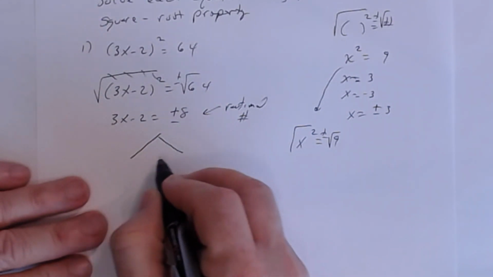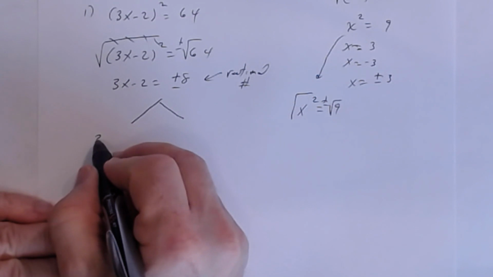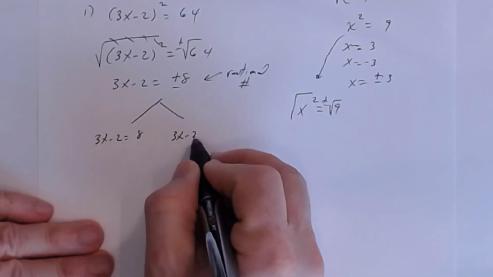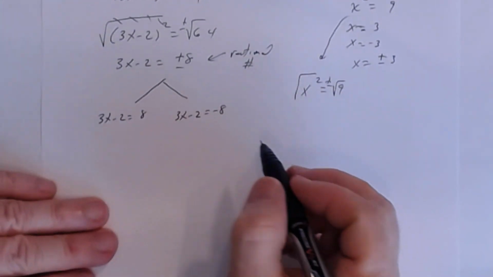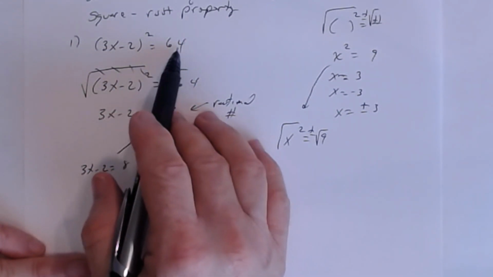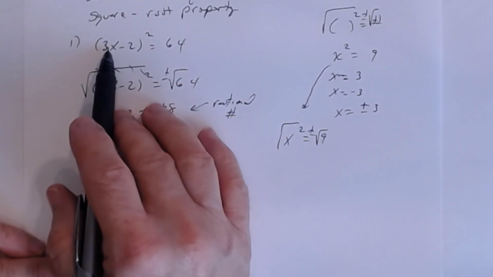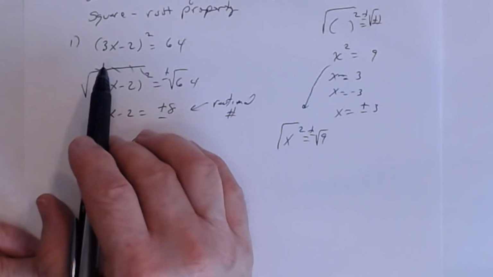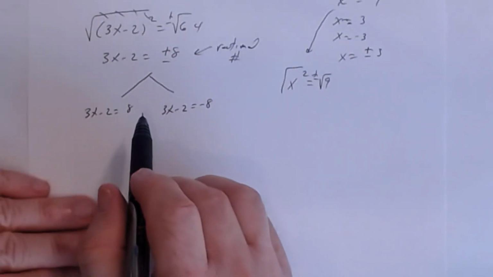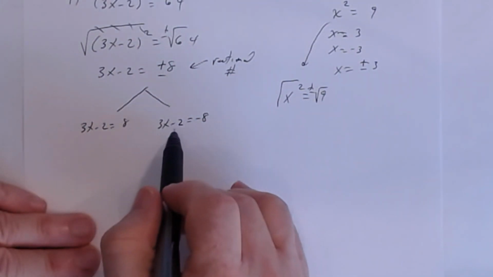In that case, let's split them apart to actually figure out what they are. 3x minus 2 equals a positive 8, and 3x minus 2 equals a negative 8. Then you can solve each of those linear equations. Notice I went from a quadratic, and this is quadratic, because if you multiply it out, 3x times 3x is 9x squared, so you have that x squared term. You went from a quadratic equation to 2 linear equations.